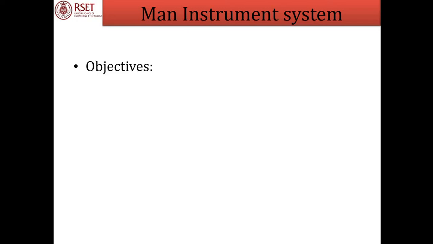Now let us see what the objectives are for a man instrument system. Obviously, the most important objective is information gathering. In an information gathering system, instrumentation is used to measure the natural phenomena and other variables to get important information regarding a patient for further betterment of humankind.